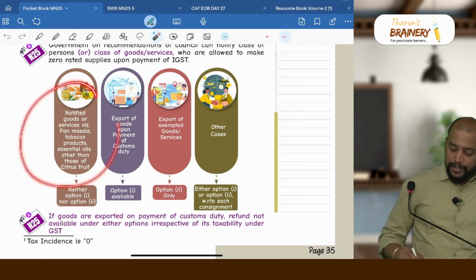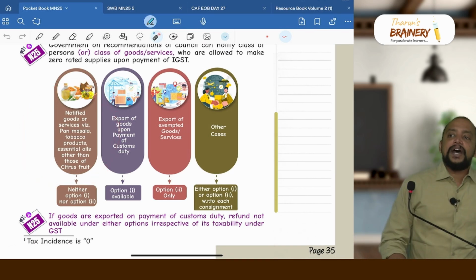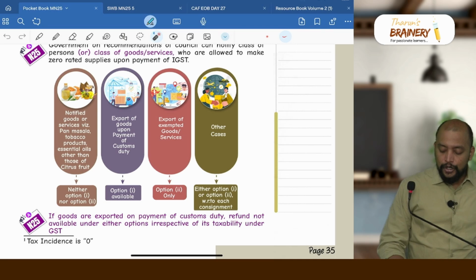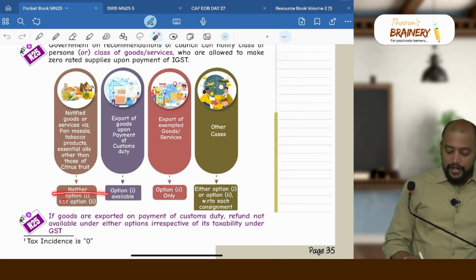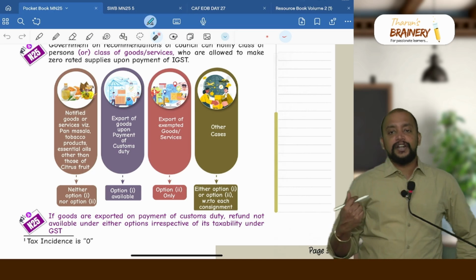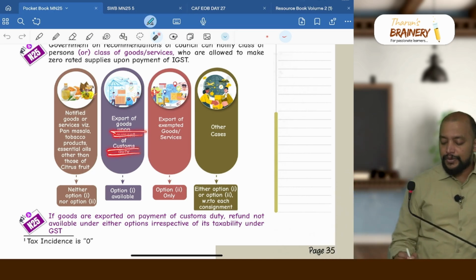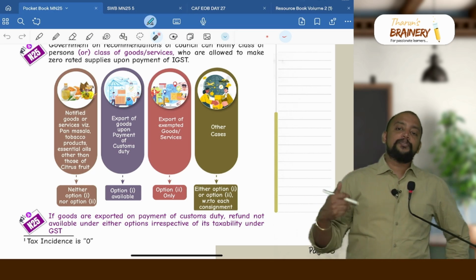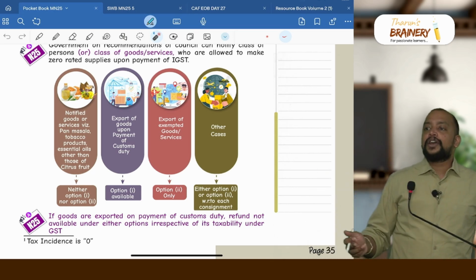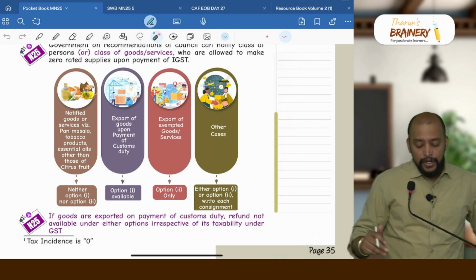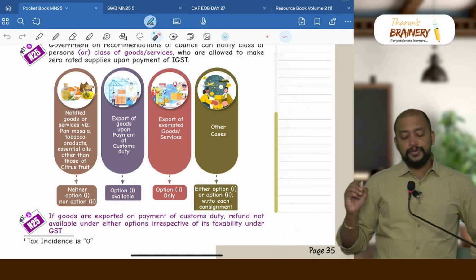There are some notified goods or notified services like pan masala, tobacco and tobacco products, essential oils other than those of citrus fruit. So it is neither option 1 nor option 2. You cannot claim the refund under both the options. If it is export of goods upon payment of customs duty, if you are exporting goods only upon payment of customs duty, then you cannot claim the refund under option 2. You can claim the refund only under option 1.